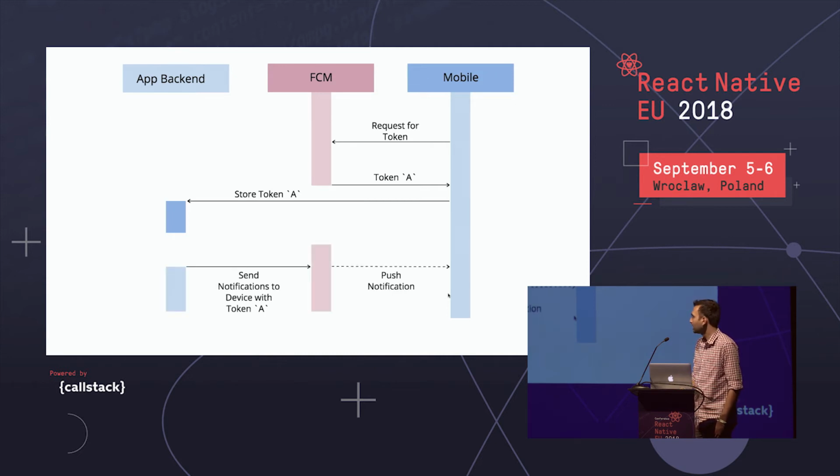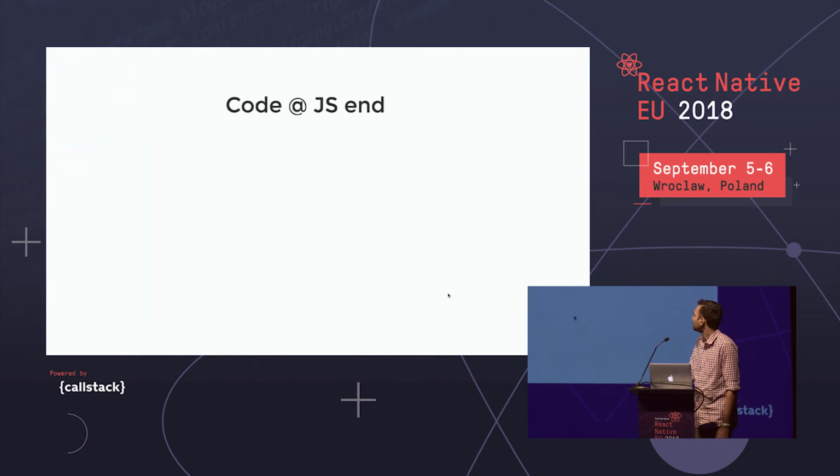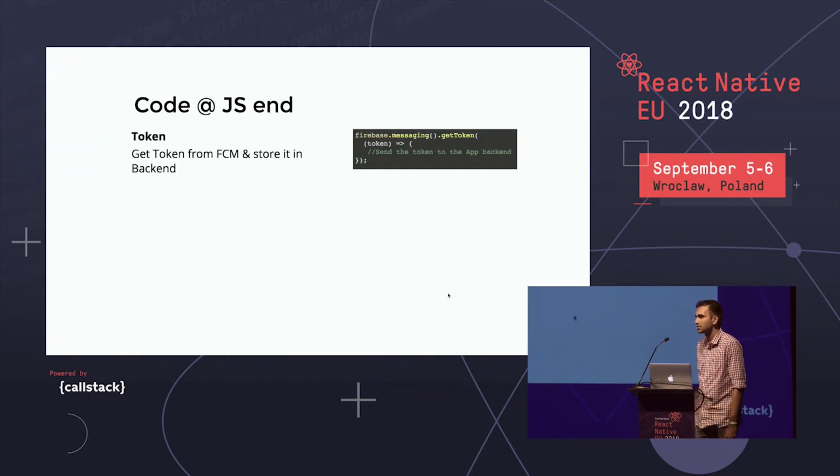So you want to store your token in the backend. And then whenever the backend wants to send a push notification to your app, it could then send a message to FCM to send a push notification to your app. All right, let's look at what code we need to implement.